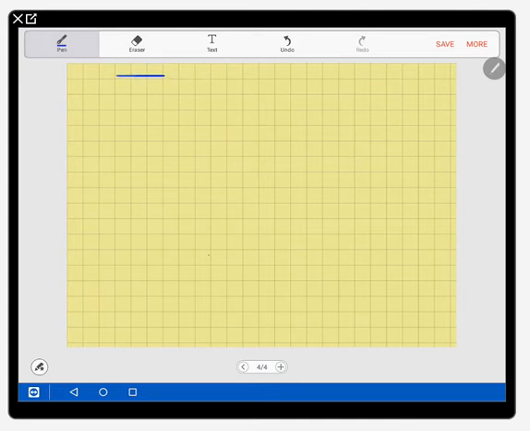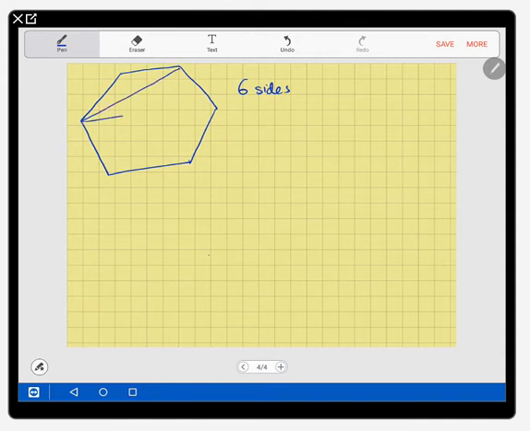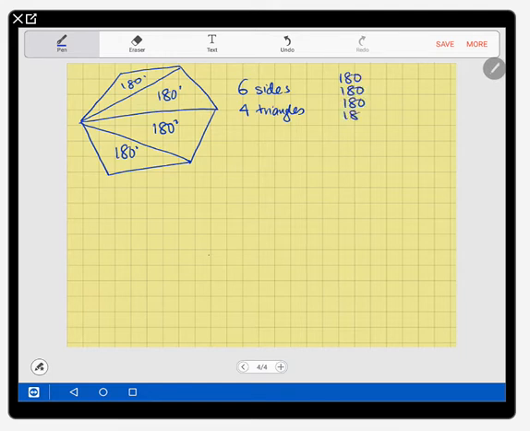Let me do another shape. One side, two sides, three sides, four sides, 5 and 6. That's 6 sides, a hexagon. Again, all I have to do is draw smaller triangles from that shape. So how many triangles do I have here? 4 triangles, and each triangle has got 180 degrees. So the sum of all these interior angles will be 180 plus 180 plus 180 plus 180, which means 180 times 4, right, is what? 720.